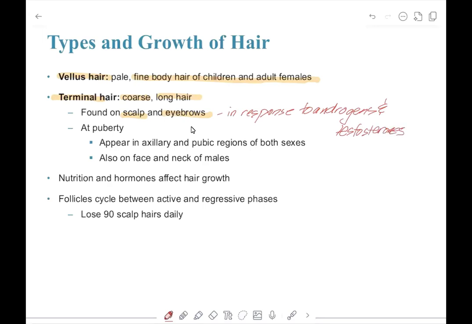So what occurs at puberty is that this hair appears in the axillary and pubic areas of both sexes, and also on the face and neck of males. And as you would guess, nutrition and hormones affect hair growth. And follicles grow in cycles. There are active and regressive cycles of follicular growth. So we've discovered that about 90 scalp hairs are lost daily.